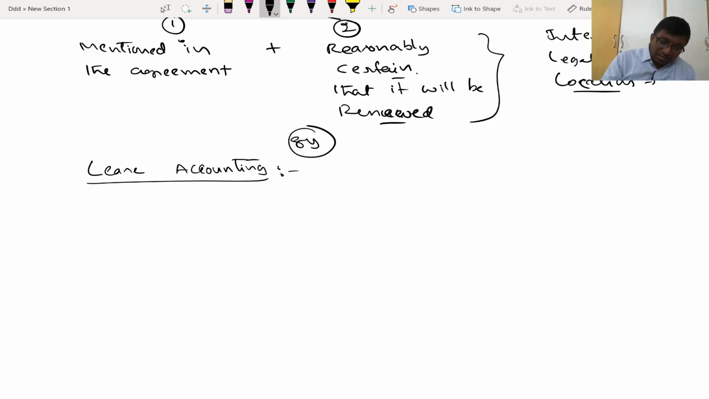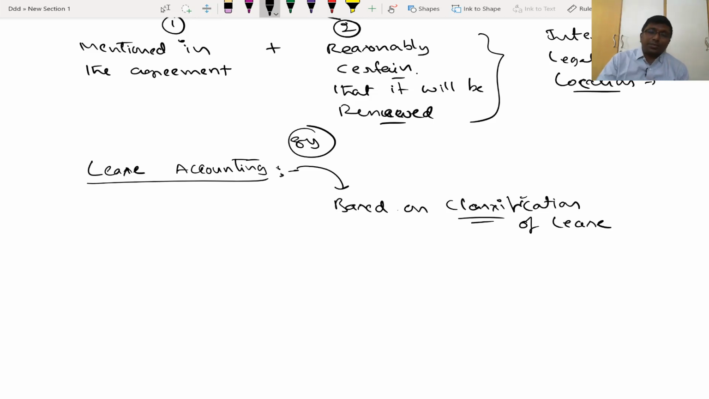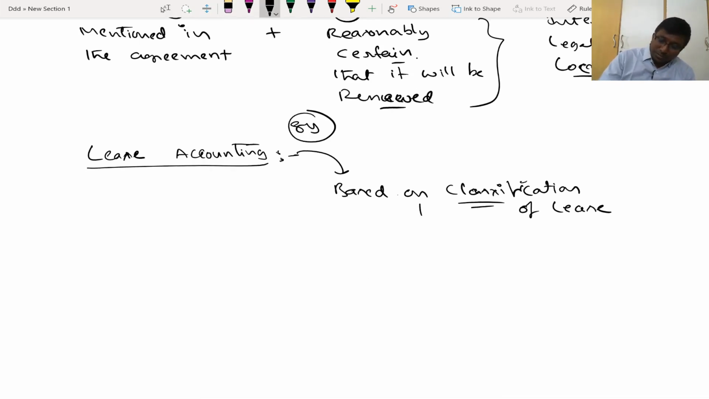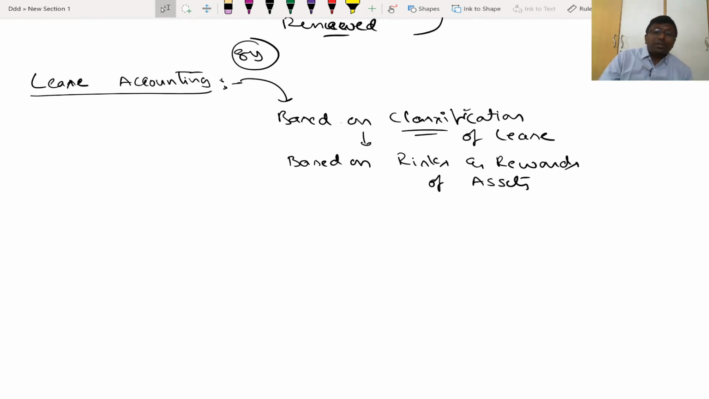In case of lease accounting, what do I say? It is based on classification of lease. How to account for it? It is based on classification of lease. That means lease is classified, and how do you classify? Classification is based on risks and rewards of the asset.